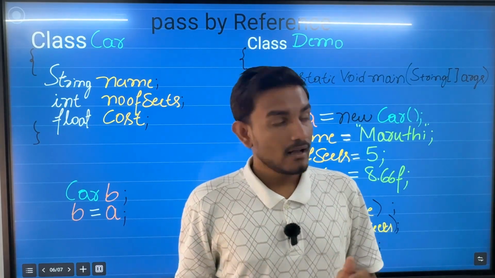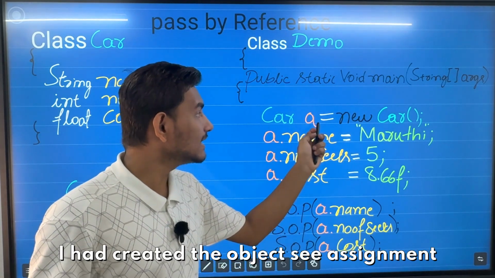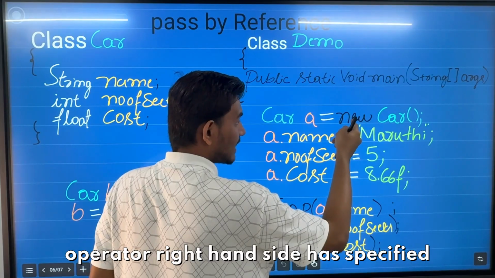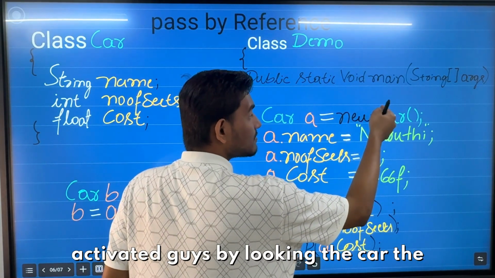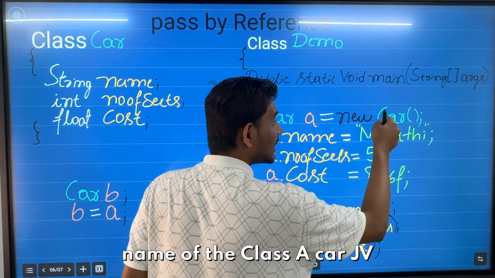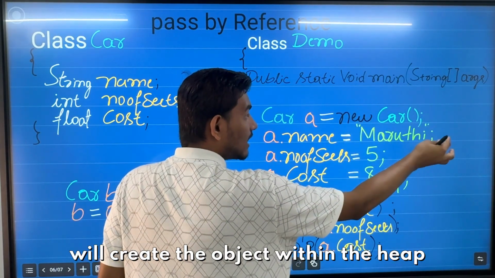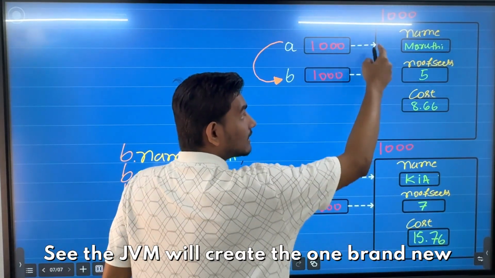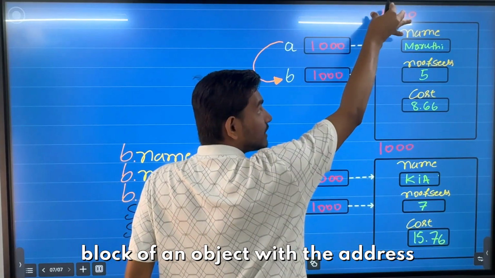Objects are real. So within the main method, I created the object. See, on the right-hand side of the assignment operator, I specified the new keyword, where the JVM gets activated. By looking at the name of the class, Car, the JVM will create the object within the heap segment. The JVM will create one brand new block of an object with an address, assuming 1000.